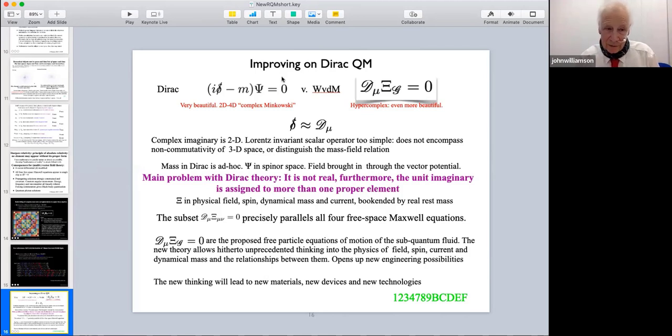So what am I going to look at actually in this talk is not the 16 derivative, but just the four vector derivative, which is very similar to the four vector derivative in Dirac. But it's not the same. I'm going to say exactly how it differs.